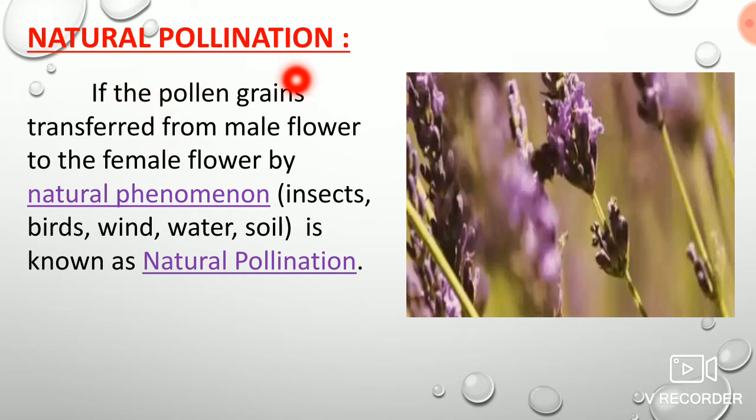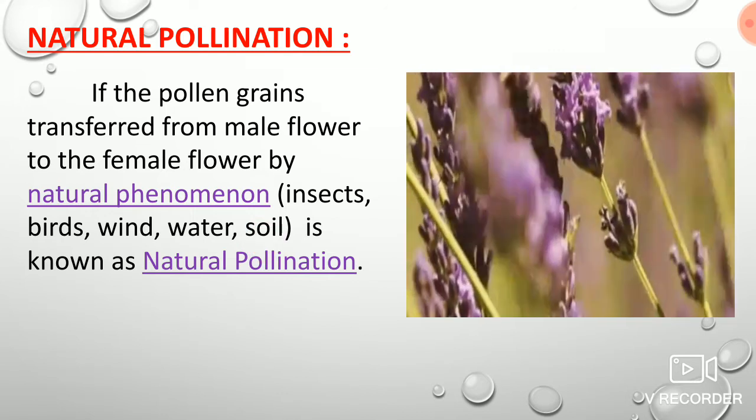Natural pollination. If the pollen grains are transferred from the male flower to the female flower by natural phenomena like insects, birds, wind, water, soil, it is known as natural pollination.